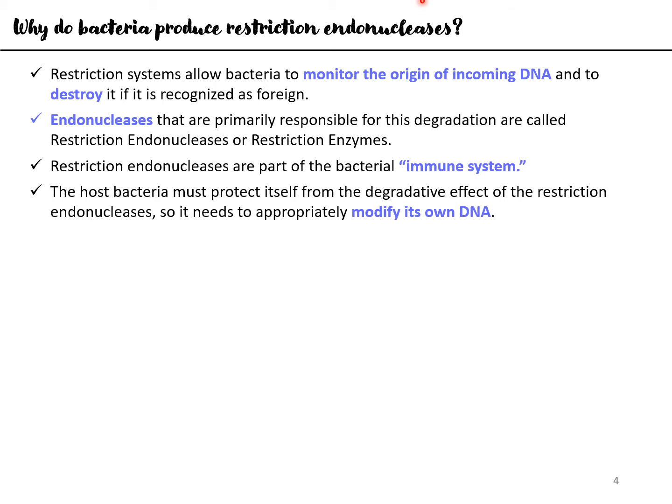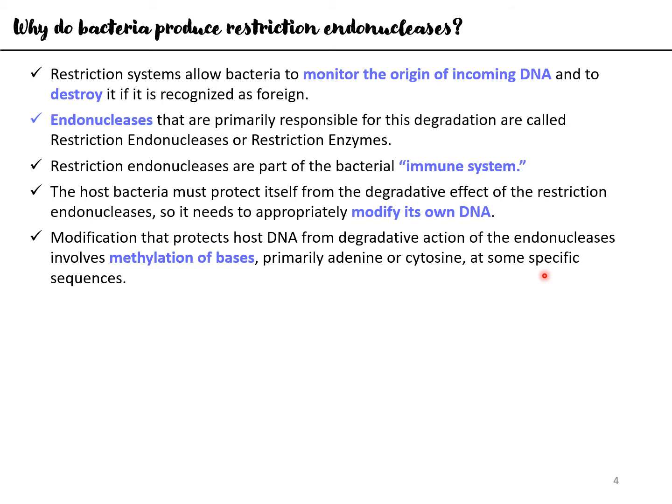The host bacteria must protect itself from the degradative effect of the restriction endonucleases, and for that it needs to appropriately modify its own DNA, and it achieves that by methylating its own DNA. So modification that protects host DNA from degradative action of the endonucleases involves methylation of bases, primarily adenine or cytosine, at some specific sequences. And these specific sequences are expected to be absent or missing in the incoming foreign DNA.